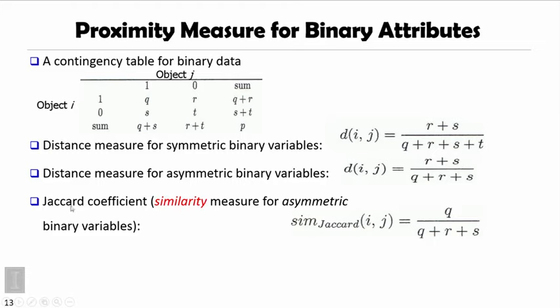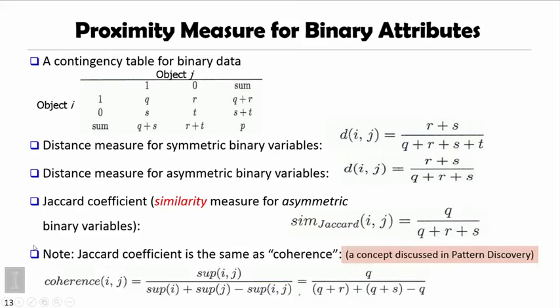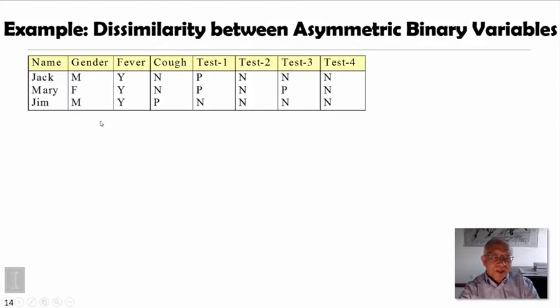Then for the similarity measure, that means how many times they are the same, it is actually the q cases, and we can see it has the same denominator. Actually, the Jaccard coefficient was somehow rediscovered in the pattern discovery field. They call this one coherence. If you map this coherence definition into the contingency table, it has the same definition as the Jaccard coefficient.